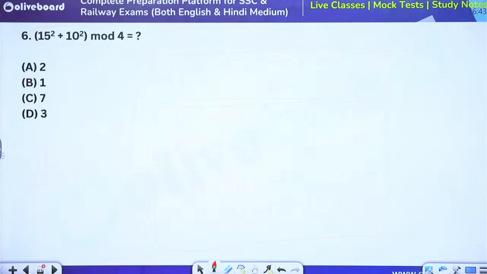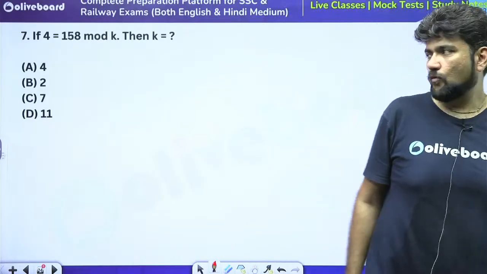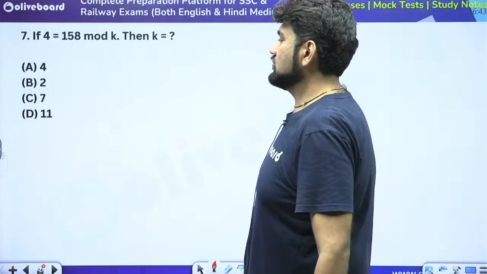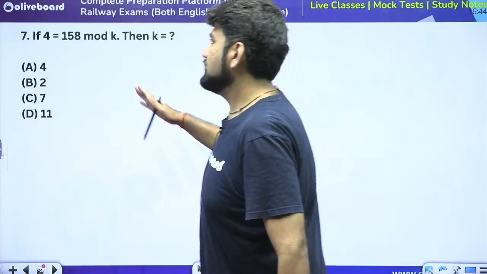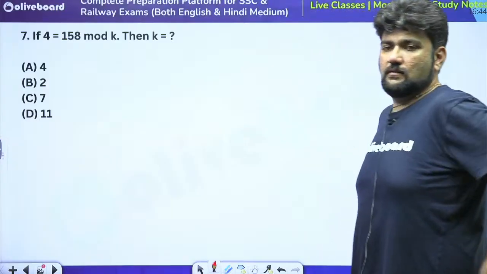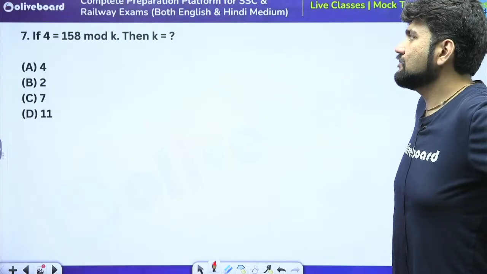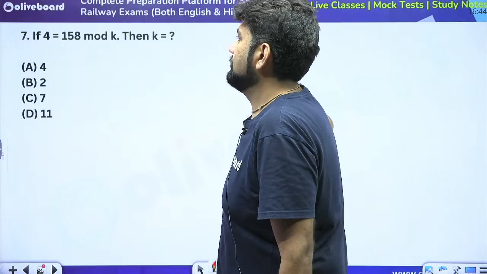Okay, next. This is the next question. 4 is equal to 158 mod k. Then what is the value of k? 4 is equal to 158 mod k. What is the value of k? So if I am dividing 158 with something, I am getting the remainder 4. If I am dividing 158 by k, I am getting the remainder 4.